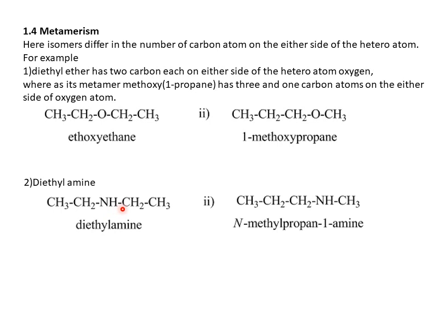Another example is a secondary amine, for example, diethylamine. There are 2 carbon atoms on either side of the NH group. Whereas in this compound, on one side there are 3 carbon atoms around the NH group and on the other side only 1 carbon atom. So diethylamine and N-methylpropan-1-amine are examples of metamerism.